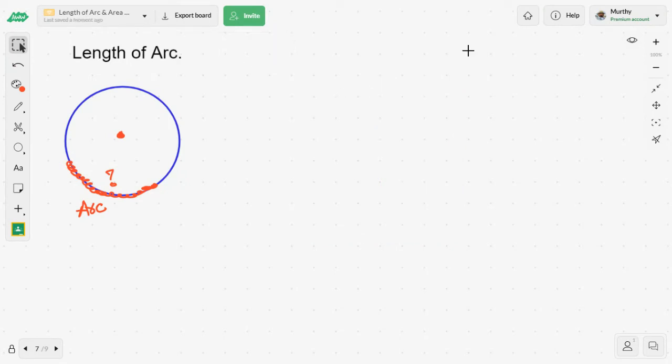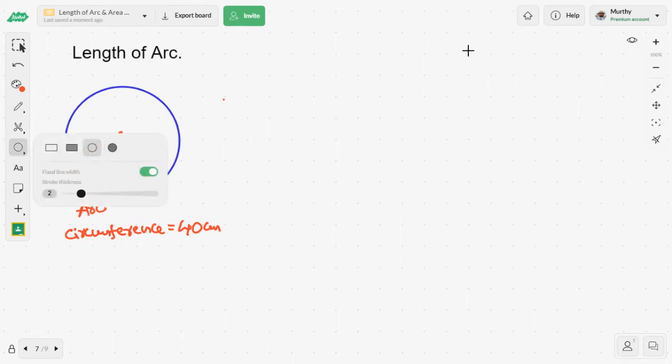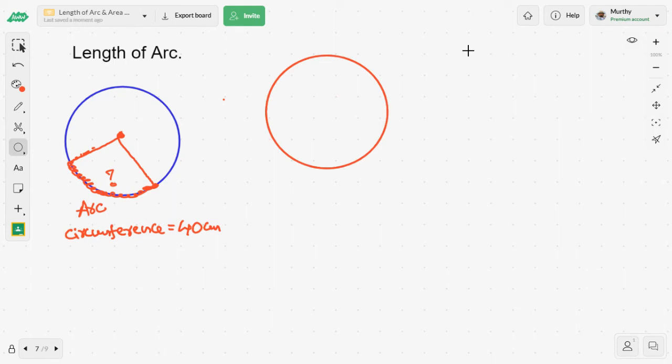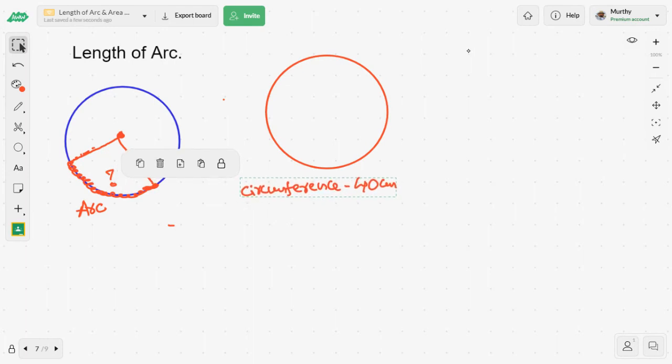Now, let's go back to this one. How to figure out a part or a portion of the boundary of a circle, how to find that? So let's say, really quick, I'm taking here the circumference of the circle. Circumference equals, let's say, 40 centimeters. Some numbers randomly I'm taking. Suppose you are given a circle, and you say that the circumference is given as 40 centimeters.